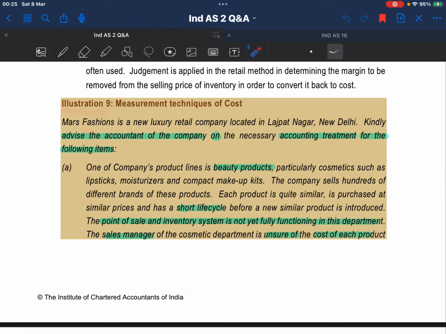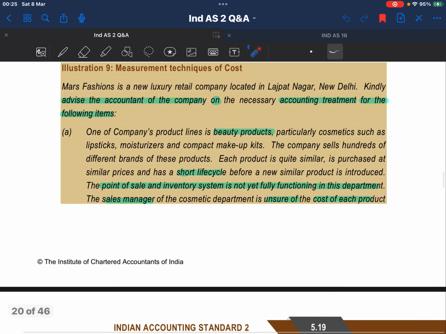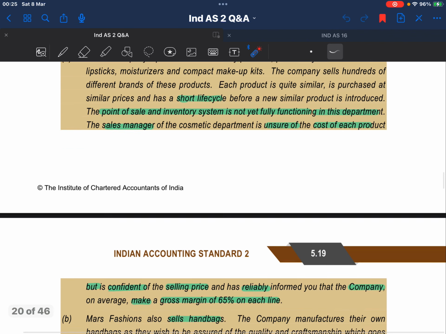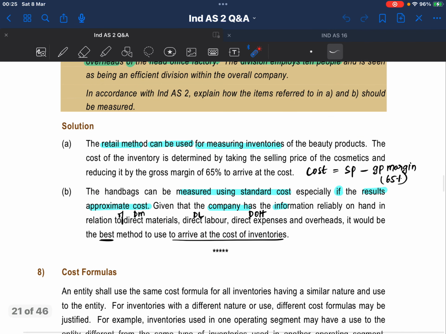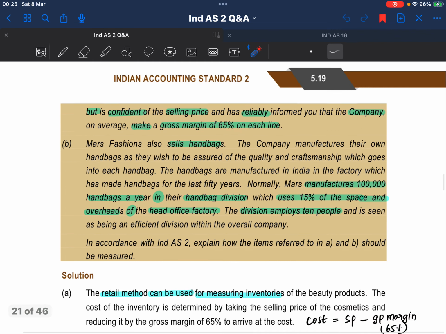Illustration 9. Mass Fashions is a new luxury retail company that is located in Lajpat Nagar, New Delhi. Advise the accountant of the company on the necessary accounting treatment for the following items. First one, beauty products line, which has a short life cycle. The point of sale and inventory system is not yet fully functioning in this department. The sales manager is unsure of the cost of each product, but confident that the selling price is reliable, and the company makes a gross margin of 65% on each line. Solution. The retail method can be used for measuring inventories. Cost is equal to selling price minus gross margin percentage.